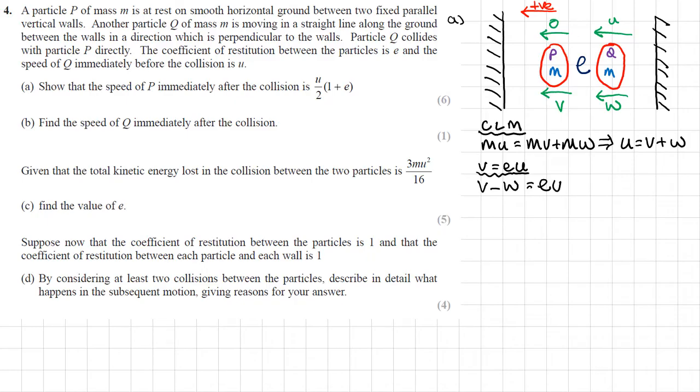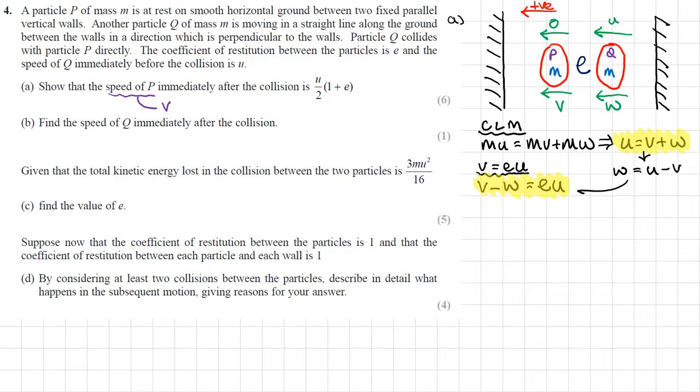Okay, and then what I want to do, because I want to find the speed of P, in my working here, the speed of P is going to be v. So I want an equation for v, which means I need to eliminate w. These are the two equations I'm going to use, and rearranging the first to make w the subject, so I can eliminate w from my equation, that'll be w is equal to u minus v.